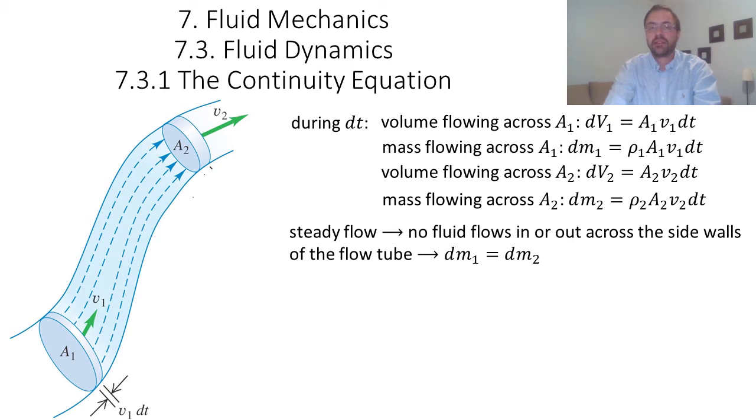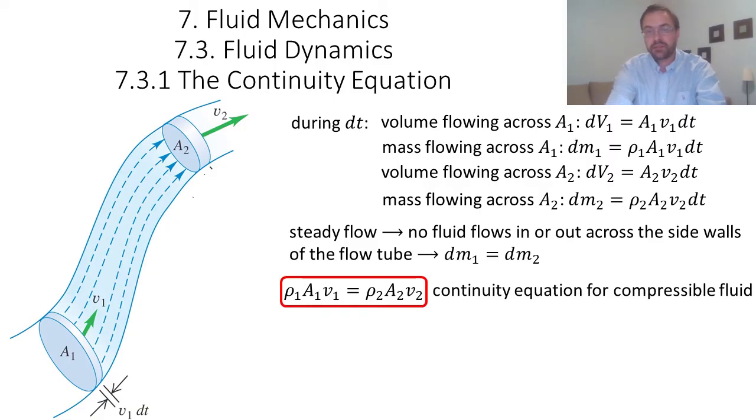And so this means that the mass that enters across A1 is equal to the mass that passes also across A2. Right? So dm1 is equal to dm2. And so we can write that ρ1 A1 V1 is equal to ρ2 A2 V2. And this is known as the continuity equation for a compressible fluid.